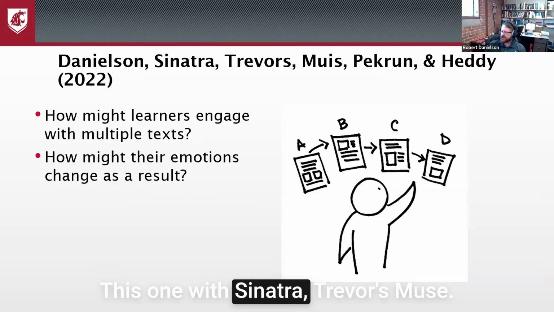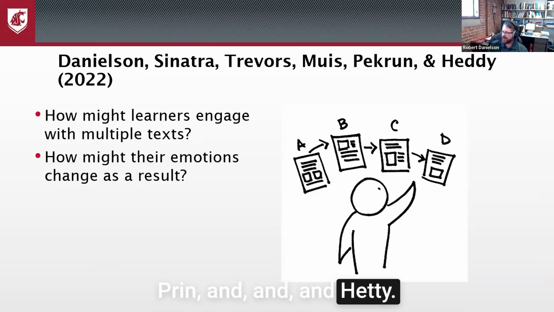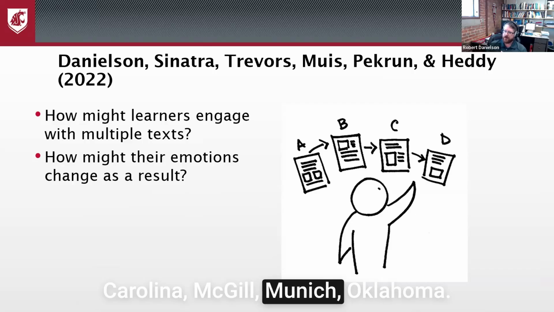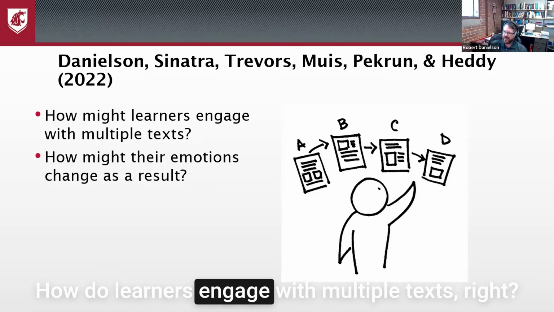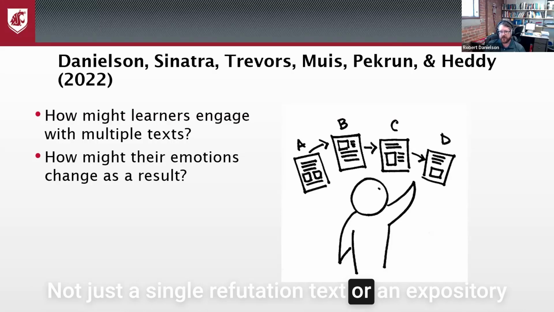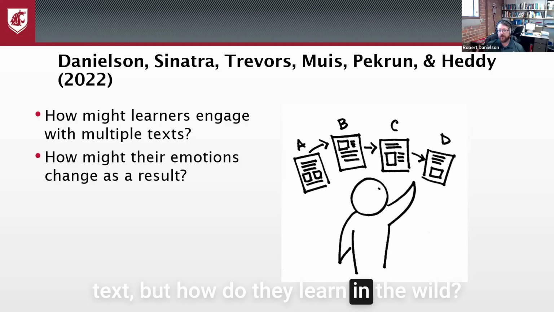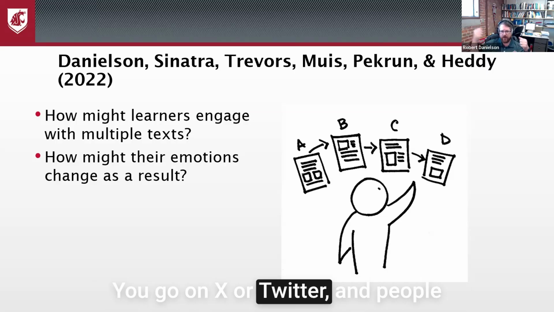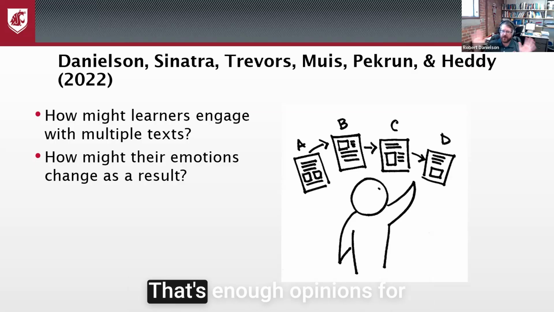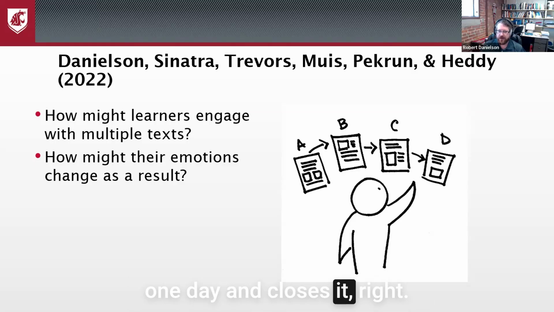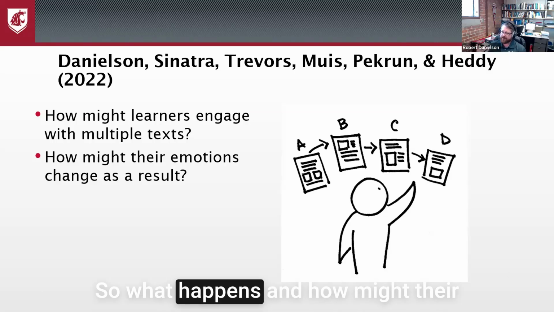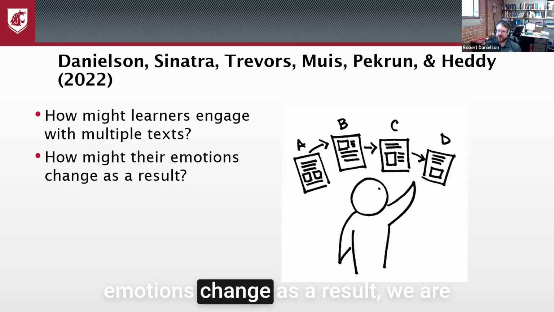This one is with Sinatra, Travers, Muse, Peckrin, and Hetty. So we've got folks at South Carolina, McGill, Munich, Oklahoma. How do learners engage with multiple texts, right? Not just a single refutation text or an expository text, but how do they learn in the wild? You go on X or Twitter, and people have all kinds of opinions. No one just goes online, reads one text, and goes, "Well, that's enough opinions for one day," and closes it, right? They probably read a bunch of conflicting texts. So what happens, and how might their emotions change as a result?